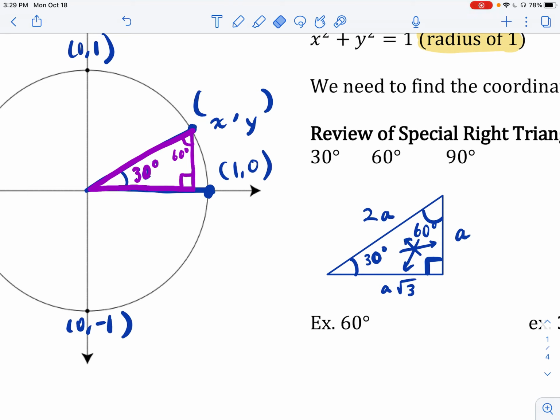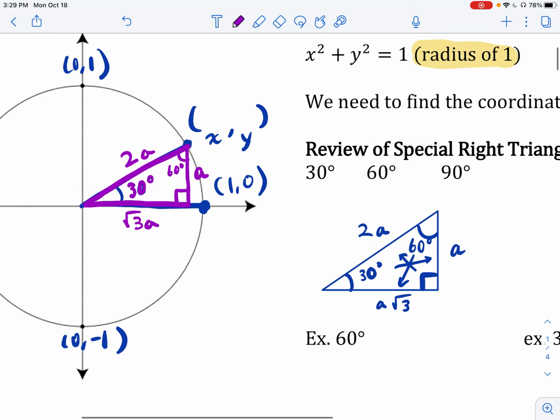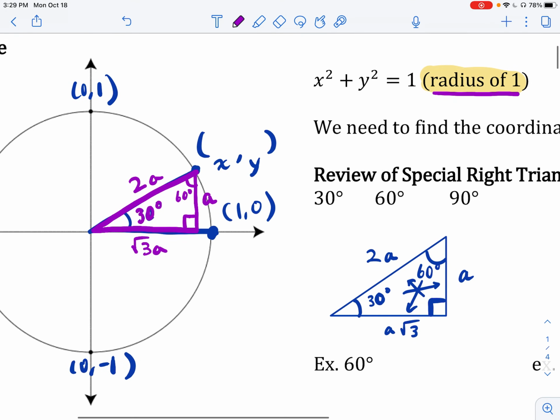Well, if we know that is the case, then what do we know about our sides? If this side here is A, this side here is root 3 A, and this side here is equal to 2A, remember that we are dealing with a unit circle, which means our radius is equal to 1. If that is the case, we can say that this side here, 2A, has to be equal to 1. Well, if our hypotenuse is 1, that means A is equal to 1/2. So let me replace that. This A then is equal to 1/2.